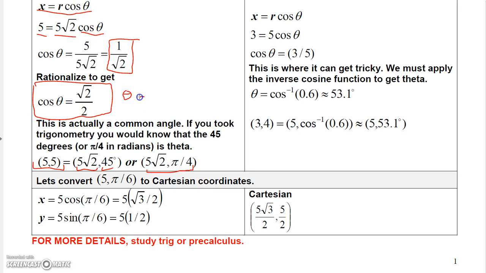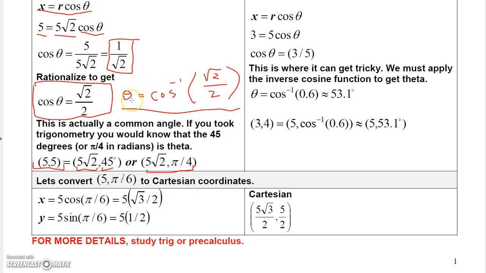Now, if you don't know how to do this, you could actually use the inverse trig function, or the arc cosine function, on your calculator, and you could figure out theta. You might have to go to YouTube to figure this out, but you could find the arc cosine of square root of 2 over 2, and if your calculator's in radians, it would give you a decimal number, which is pi over 4.